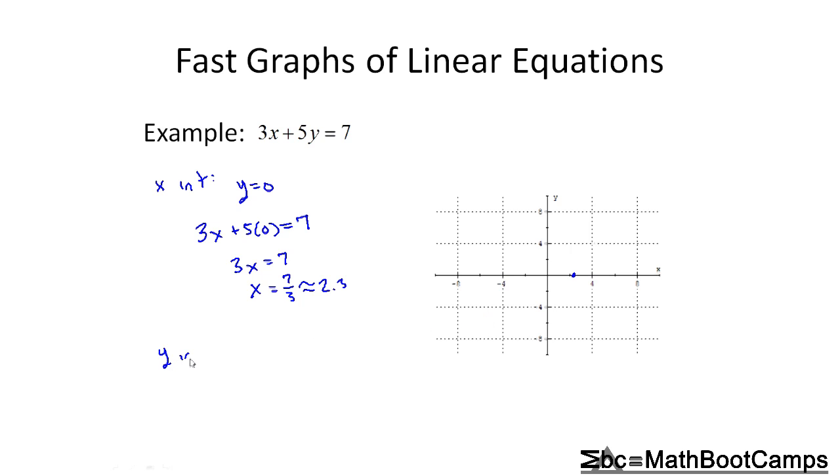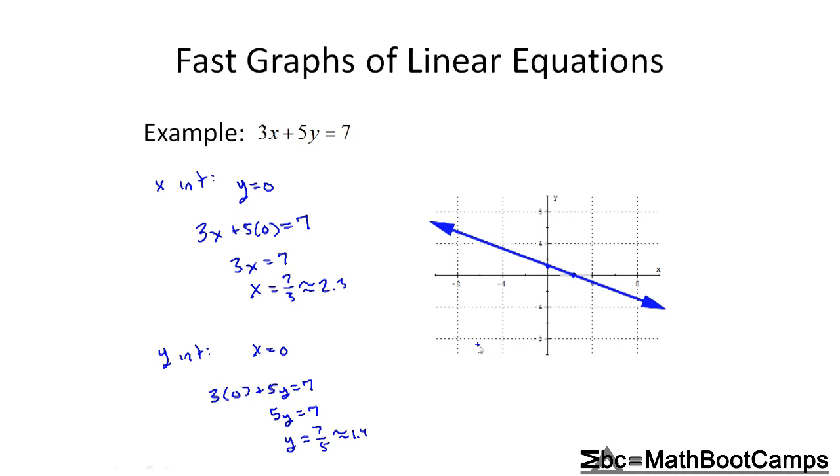Okay, what about the y-intercept? For the y-intercept, I'm going to set x equal to 0. I'm going to have 3 times 0 now plus 5y equals 7. In other words, 5y equals 7, and y is 7 over 5. 7 over 5 is approximately 1.4. And again, the way I found that was I put it in my calculator. I did 7 divided by 5. So if this is 2, this is 1, and we want just a little above 1, so there's that intercept. Now again, like before, all I have to do is draw my line through these 2 points, and I've graphed the equation.